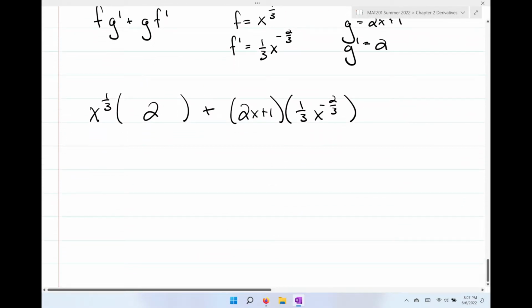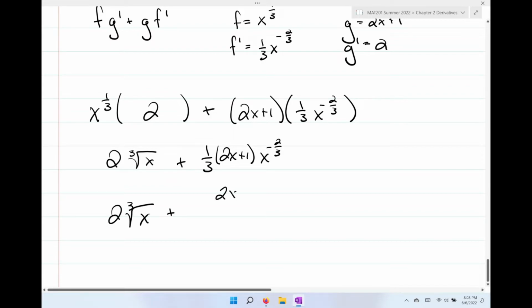And if you just wanted to write this so there's positive exponents, this would be 2 times the cube root of x plus 2/3. Sorry, that's bad math. 1/3 times 2x plus 1 times x to the negative 2/3. And then to write that as a positive exponent, you would just write this as 2x plus 1 over 3 times the cube root of x squared.